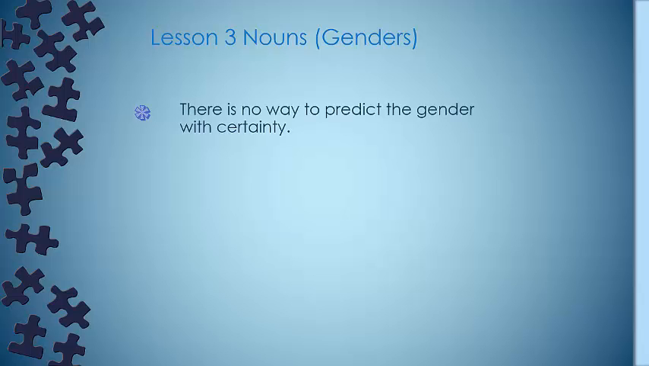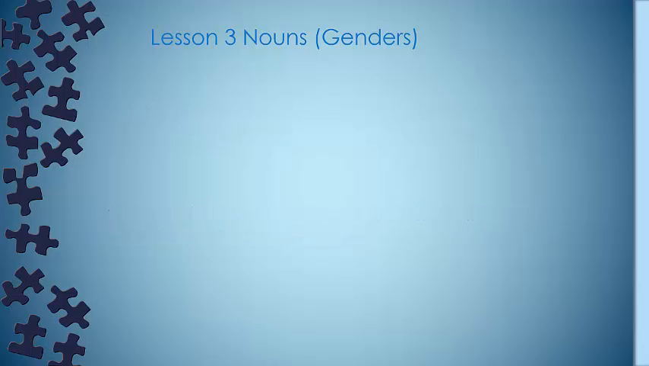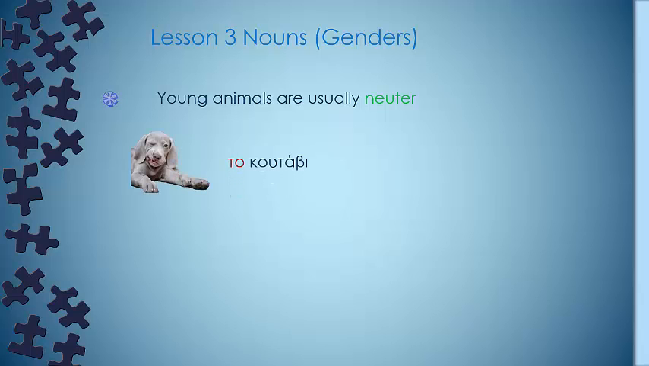Actually, and unfortunately, and I know it's difficult, there's no way to predict the gender with certainty. But thankfully, there are some groups of words that usually have the same gender, and that happens because they are similar things or they have similar attributes. Baby animals, young animals, are usually neuter. The puppy, το κουτάβι, and το πουλάρι, the baby horse, are both neuter. Το κουτάβι and το πουλάρι.